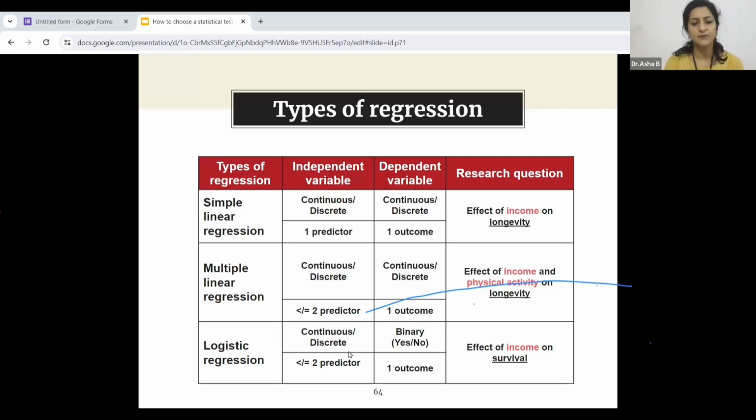So here, there will be many independent variables, but the dependent variable will be one, and the characteristic of the dependent variable here is binary, meaning yes or no, like obese, non-obese, anemic, non-anemic. So when we have this binary option, only then do we go for logistic regression. For example, the effect of income on survival. Here, instead of longevity, I have changed this to survival. With survival, we have only two options, whether survived or expired. So when this is binary in nature, go for logistic regression. When it is continuous in nature, then we have to go for other types of tests.